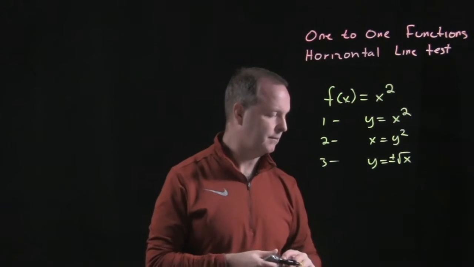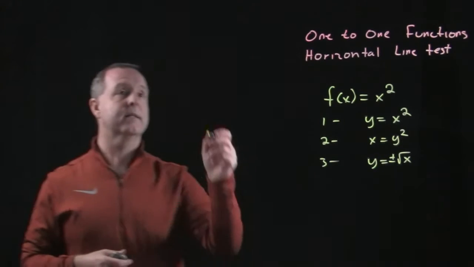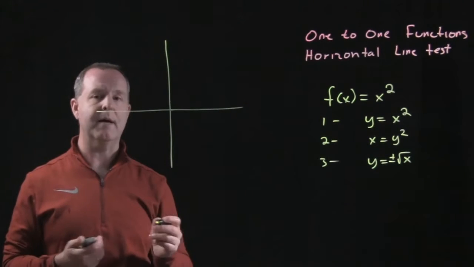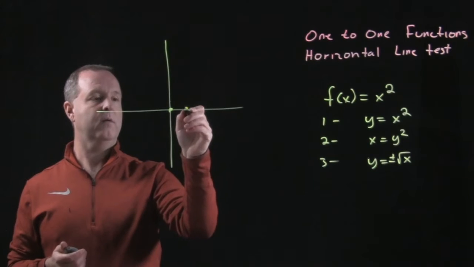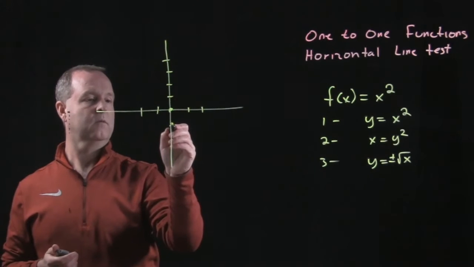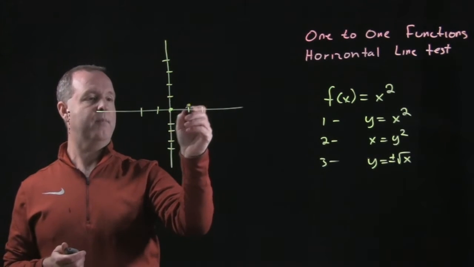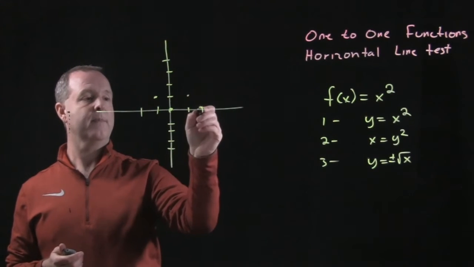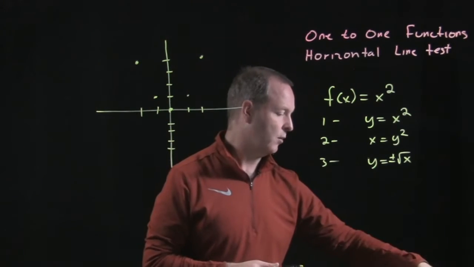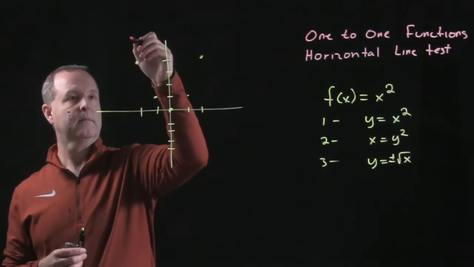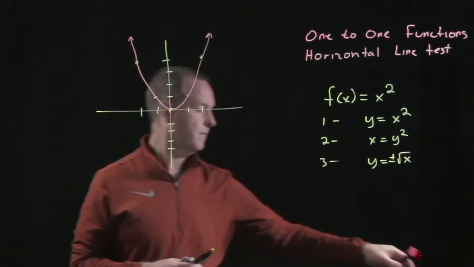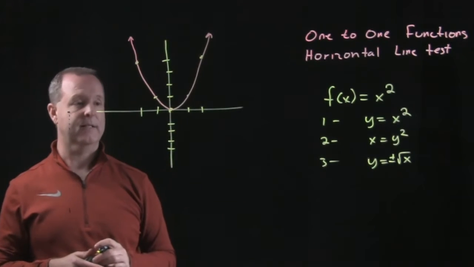So let's take an example here where we take some points, and I want to look at this graph of x squared. There's a couple of points that we're familiar with. 0, 0. We have the point 1 and 1, the point negative 1 and 1, the point 2 and 4, and the point negative 2 and 4. And then if we were to graph those points, we see our graph of f of x.